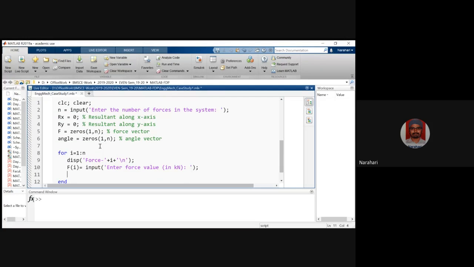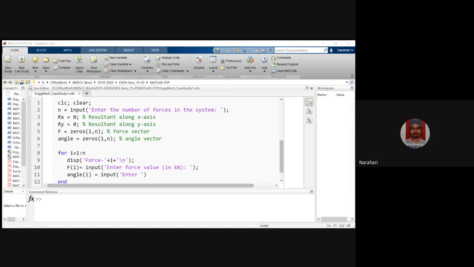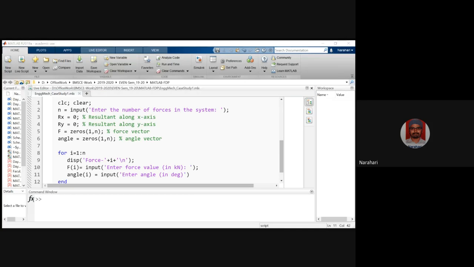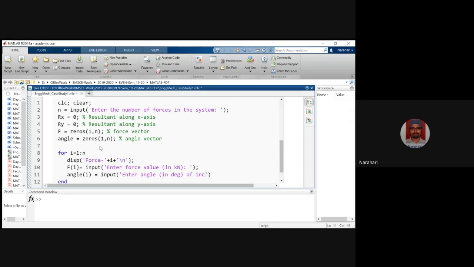Okay, then angle of I equals input, enter the angle in degrees, angle of inclination of force.